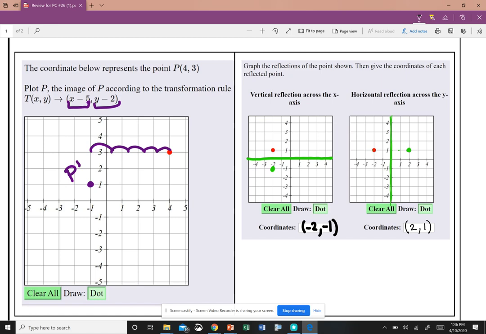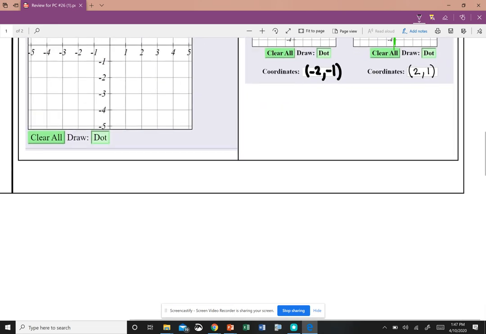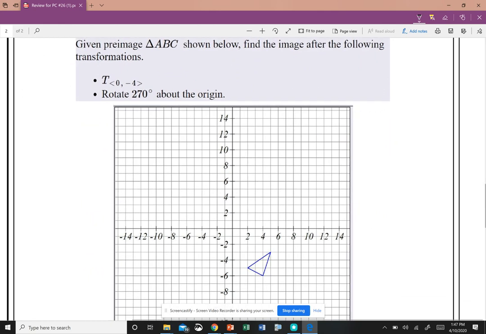So when we reflected it across the x-axis, we got -2, -1. When we reflected it across the y-axis, we got 2, 1. That's kind of cool. All right, moving on down.